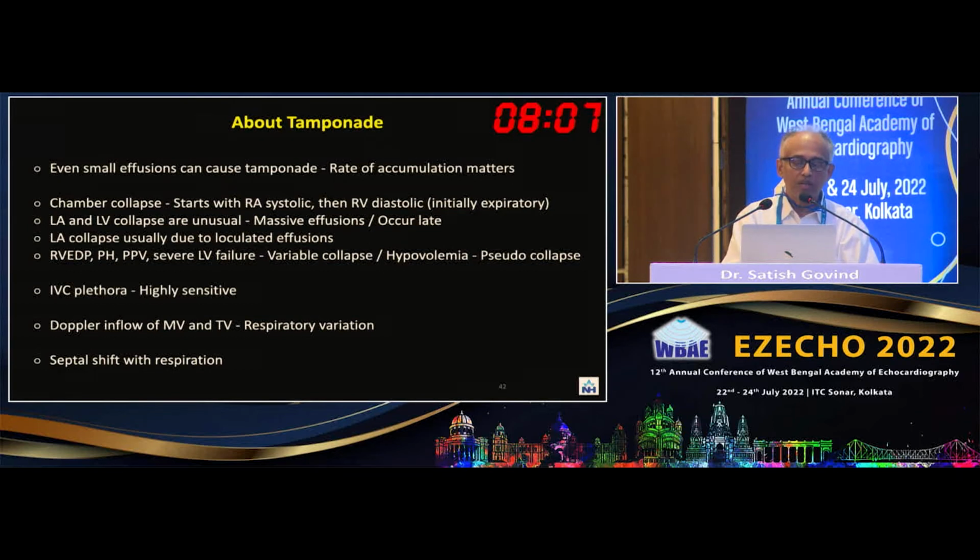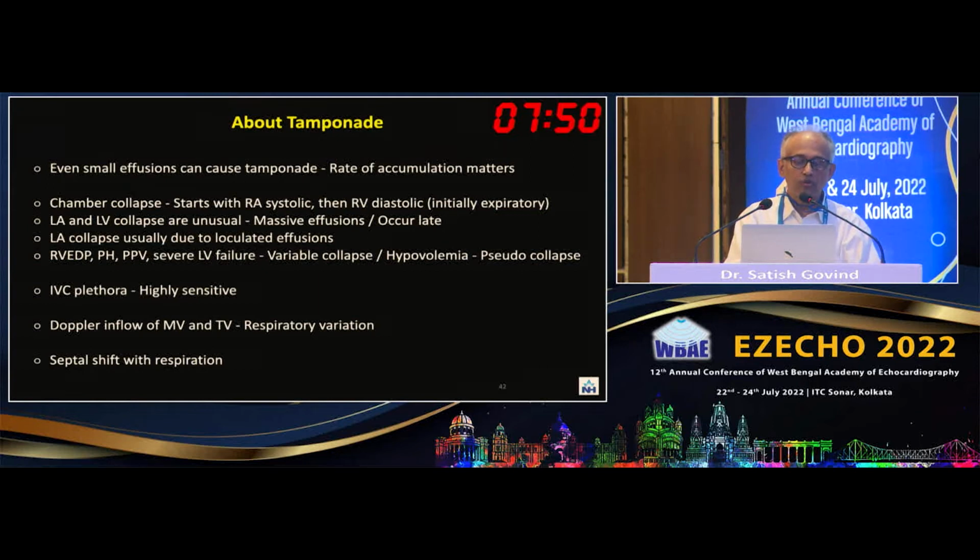Typically it starts with the RA systolic and then the RV diastolic, and this is in the expiratory phase. And then very late, with massive effusions, you get to see the LA and LV, which is very unusual. And the LA collapse, whenever we see it, is most often due to loculated effusions.